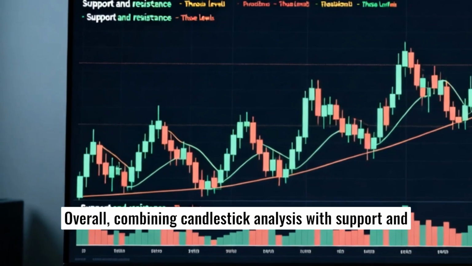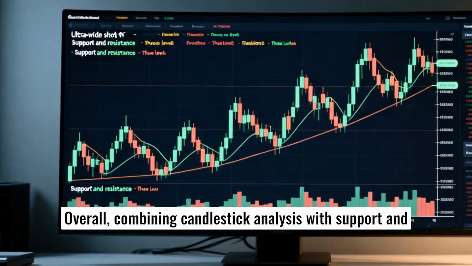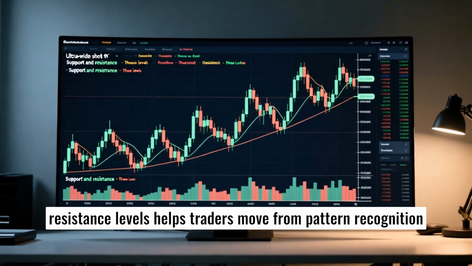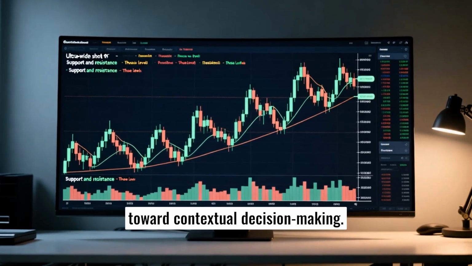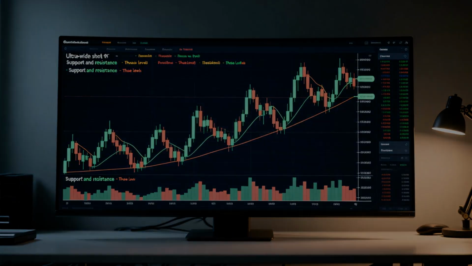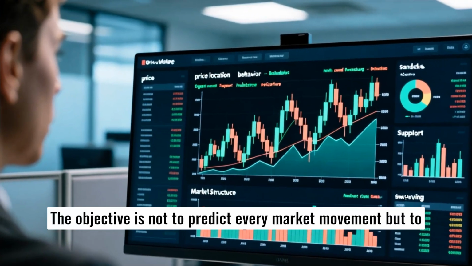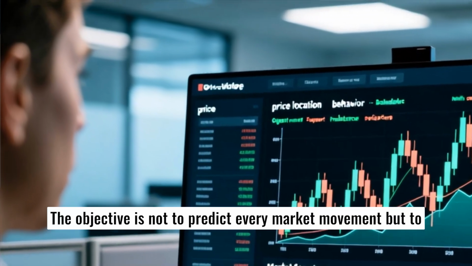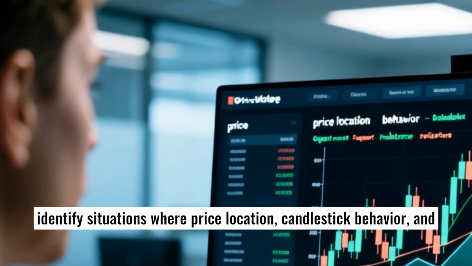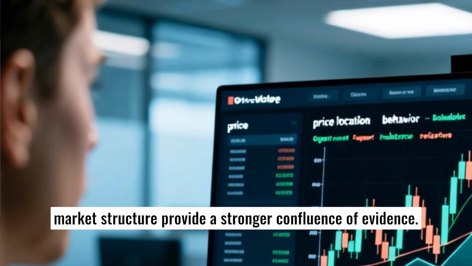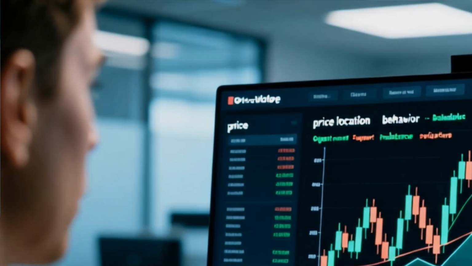Overall, combining candlestick analysis with support and resistance levels helps traders move from pattern recognition toward contextual decision-making. The objective is not to predict every market movement, but to identify situations where price location, candlestick behavior, and market structure provide a stronger confluence of evidence.